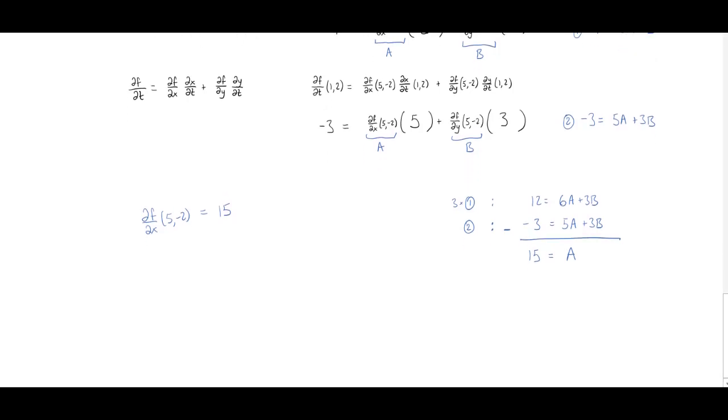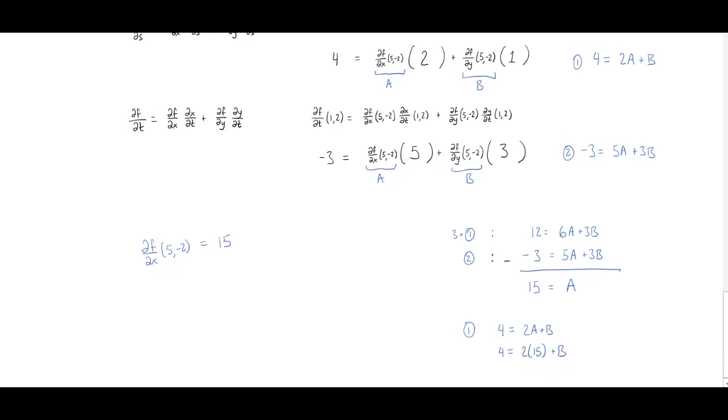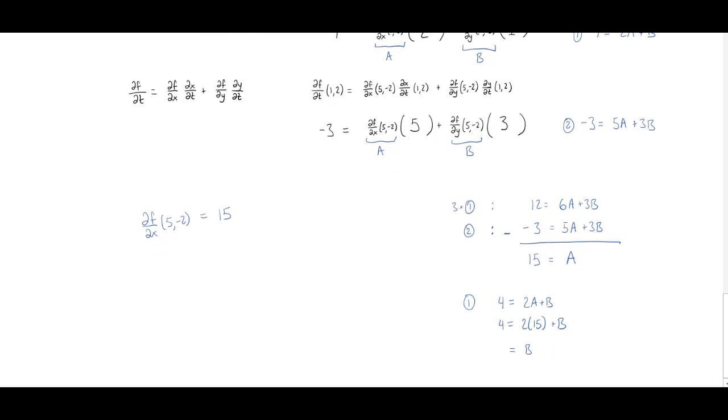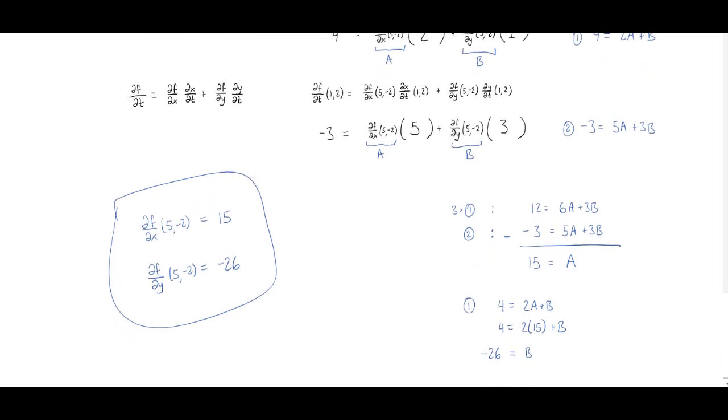And then to solve for B, let me just go back to equation 1, where 4 is 2A plus B. And if we just substitute A, you can solve for B. Should turn out to be negative 26, it looks like. So then B was the partial of f with respect to y. So therefore, we will get this as negative 26. Okay? All right, any questions about that?